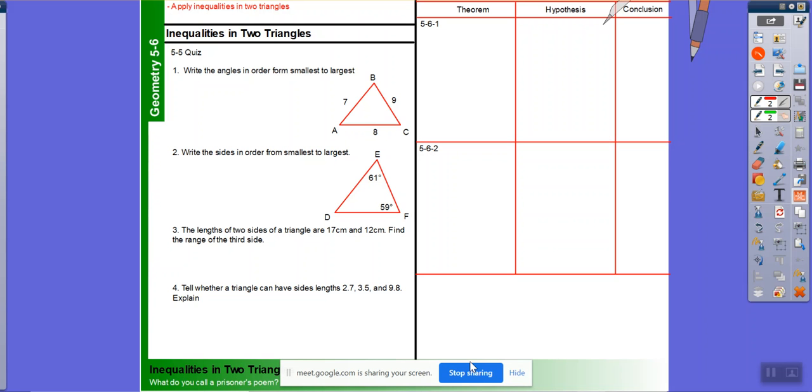Avery, can you talk me through number 1? Okay, so for number 1, the two smallest sides will give the smallest angle, right? So what's the smallest? A is the smallest. So A is across from the largest side, which means that angle A must also be the largest angle, right? So we want to go from smallest to largest. Okay. Yeah, so it's CBA then.